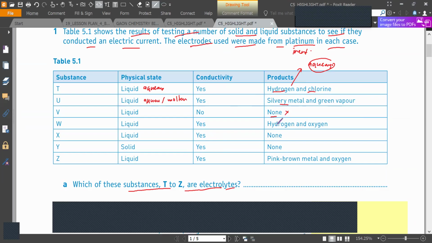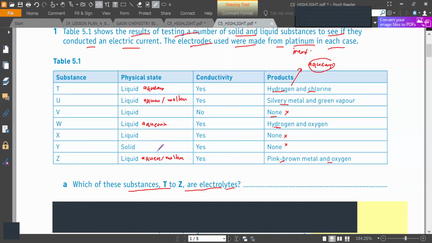Okay. So hydrogen and oxygen. Again, as soon as we see hydrogen, this will be aqueous. This one, nothing, we can't say. It does not produce anything. Pink-brown matter and oxygen. Again, this one could be aqueous or molten. Both could be possible.